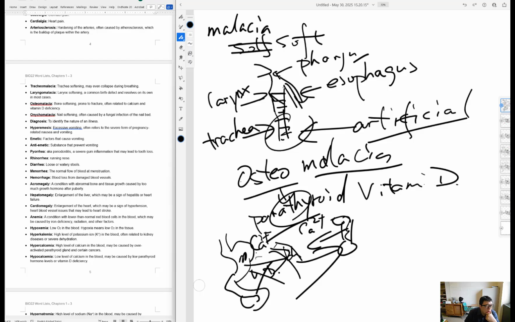And onychomalacia, I don't even know. Yeah, this means nail. So soft nail. What happens with soft nails? Infection causing the nail to be soft. Okay, let's keep moving.